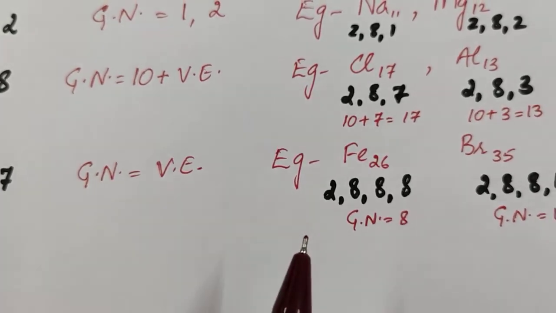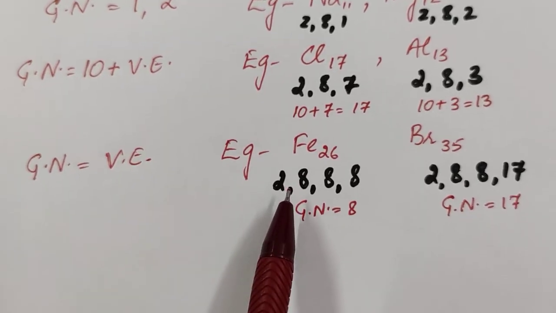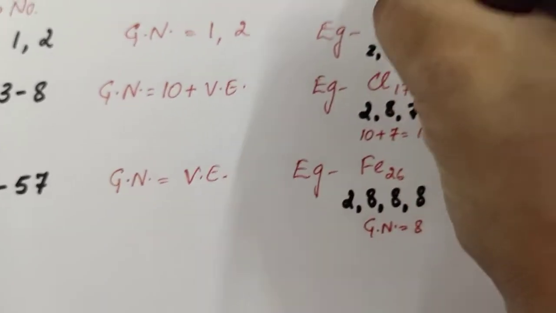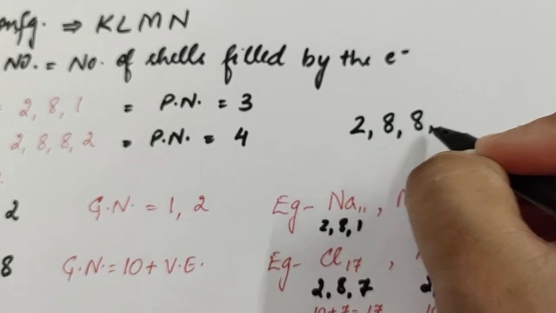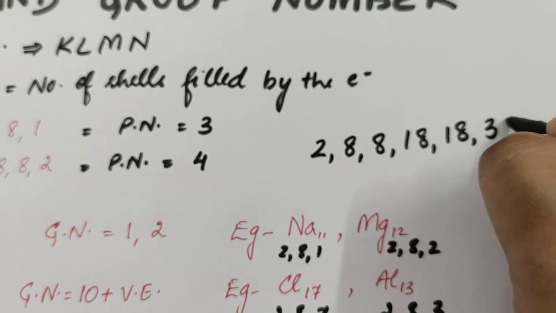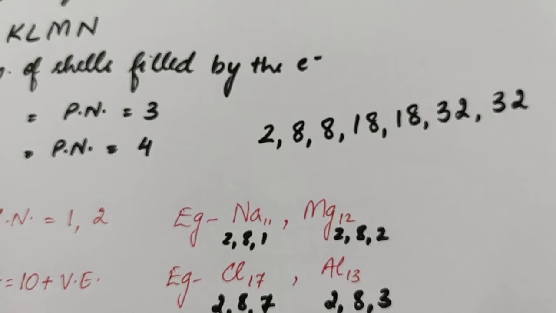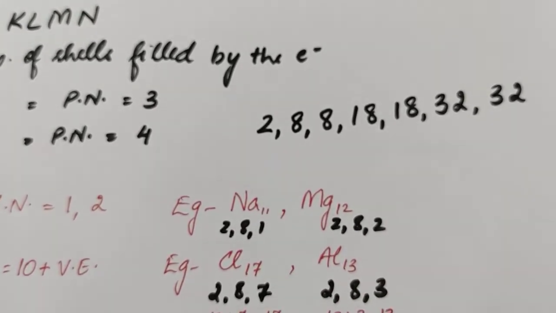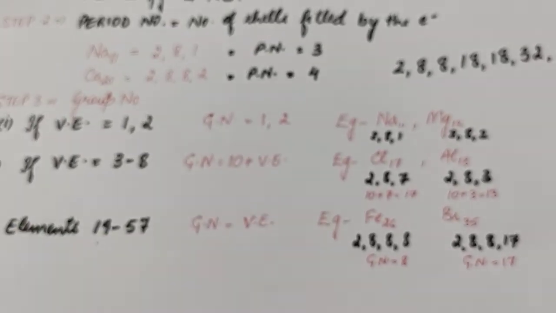Okay, now I would like to tell you over here that I have written the electronic configuration in a particular format. You have to follow the same format: 2, 8, 8, 18, 18, 32, 32. Right? We have to fill up the electrons in this format. Only then you will be able to follow these sub-steps to find out the group number.